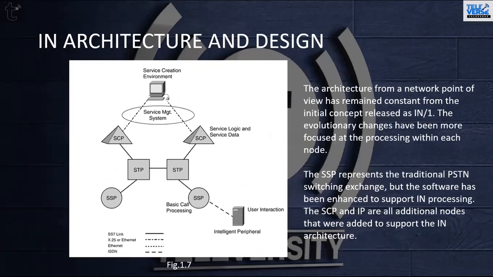So to round up, I think this is the IN architecture and design. I've already explained that. So we have the SSP, SCP, STPs, and the IP, which is the intelligent peripheral. If you have any questions, you can ask so that we bring it to a close.